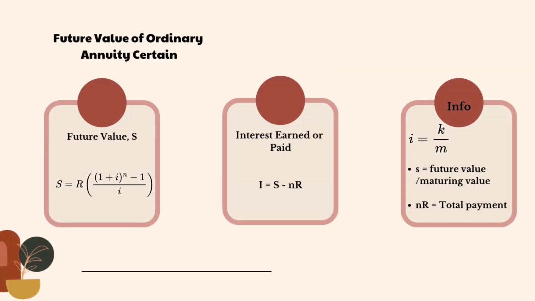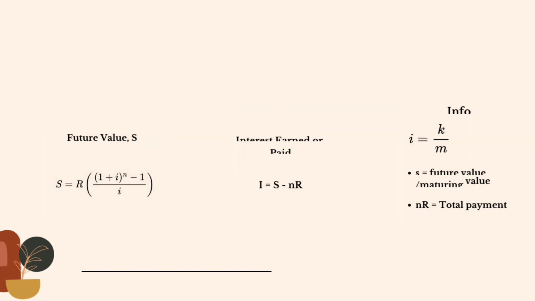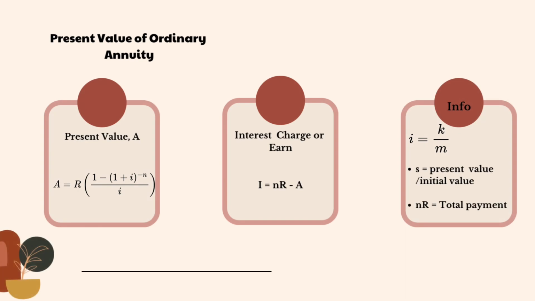There are formulas for the future value of an ordinary annuity certain. The first one is to find the future value, which is S, and the second one is to find the interest earned or paid. And there is some info for future value. Next, there are formulas for the present value of an ordinary annuity.